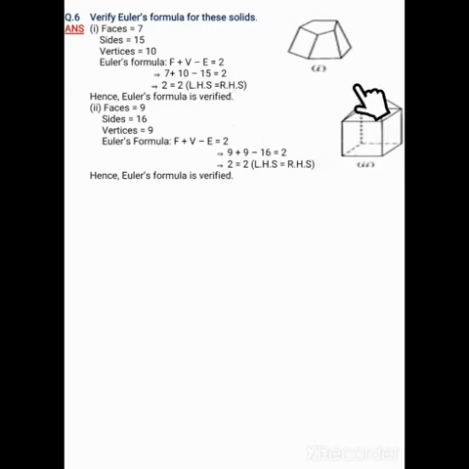Now second solid, faces is 9, edges is 16 and vertices is 9. So using Euler's formula, F plus V minus E equal to 2. F is 9, vertices is 9 and edges is 16. So 9 plus 9, 18. 18 minus 16 is 2. So this solid is also proved. It means 2 equal 2. Here LHS equal to RHS. Hence Euler's formula is verified.